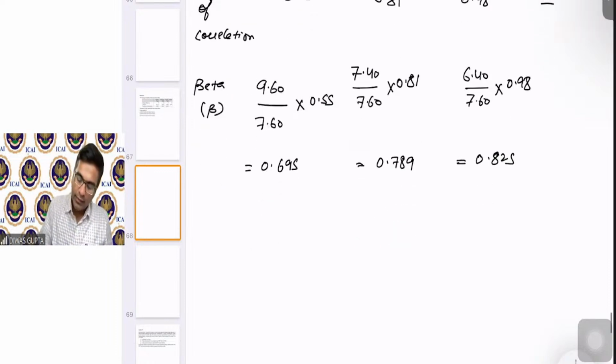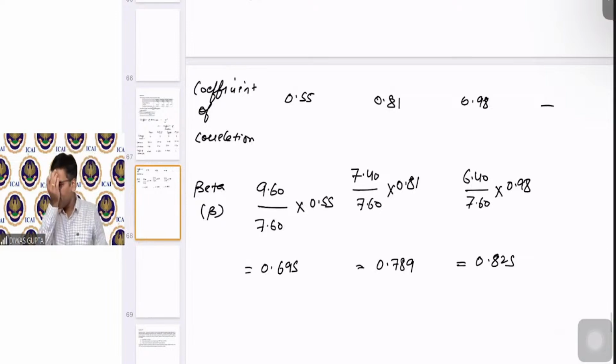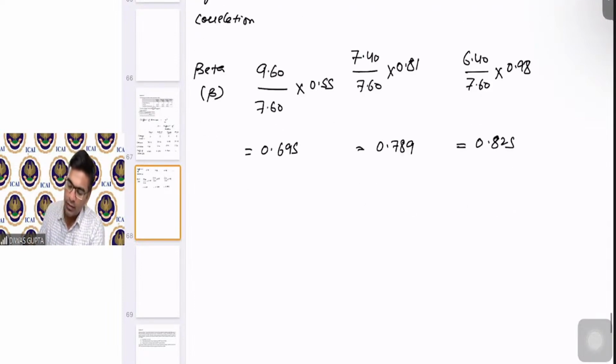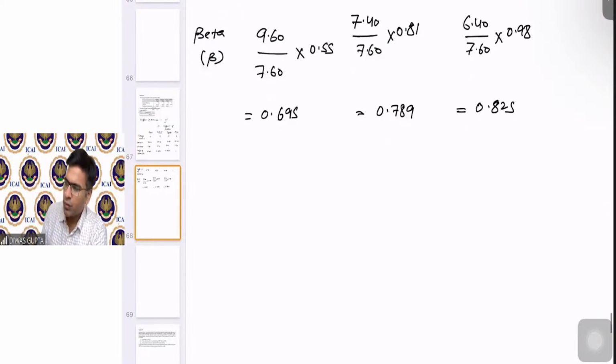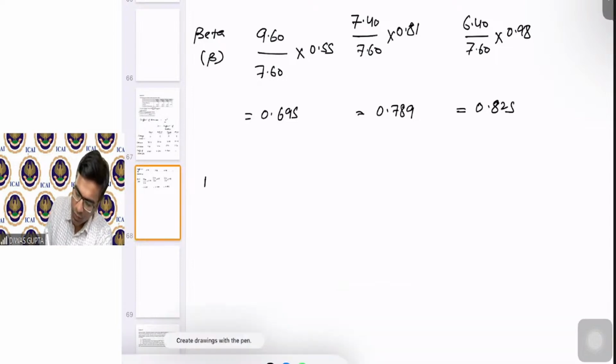Now, the next step will be to calculate Sharpe's ratio and Treynor's ratio, right? We have calculated beta, we have calculated standard deviation. All those things are in place now, so all the groundwork is complete. Now let's go to the solution.